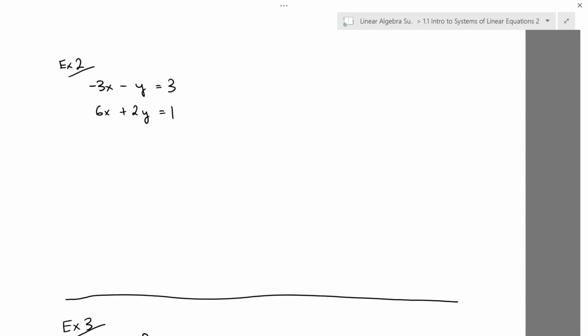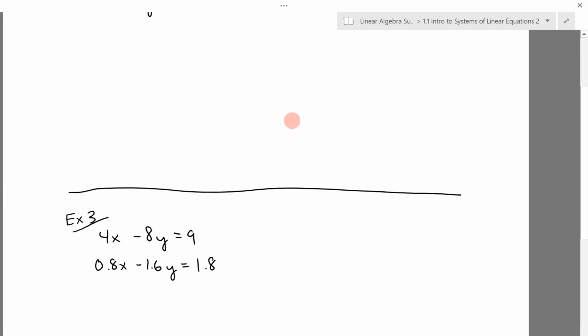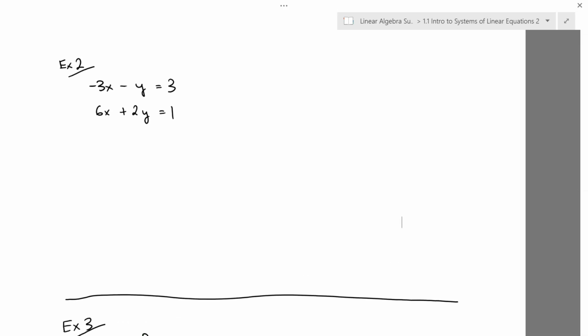Okay, so moving on to the 4th page of the section 1.1 worksheet, we have 2 more examples of systems of 2 equations in 2 variables. Let's approach them similarly to example 1. Right, so let's first do it by graphing. To save time, I'm gonna skip some of the intermediate calculations, right?